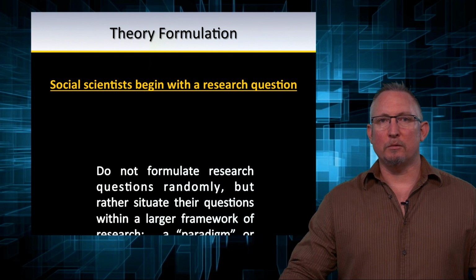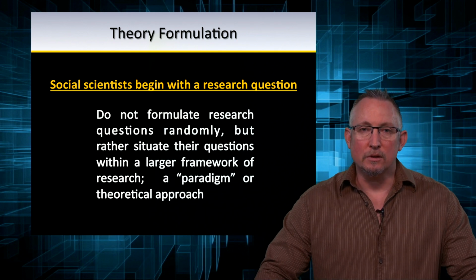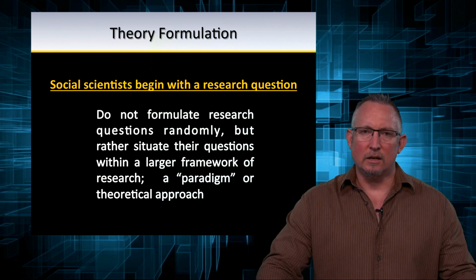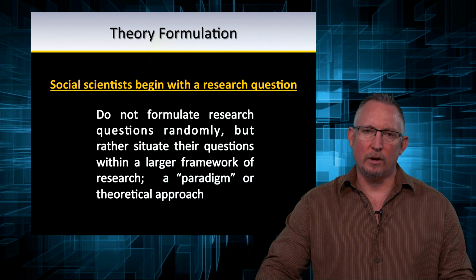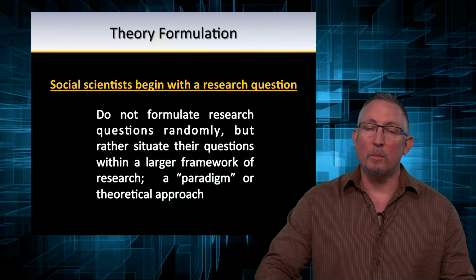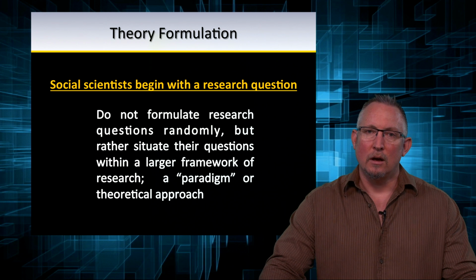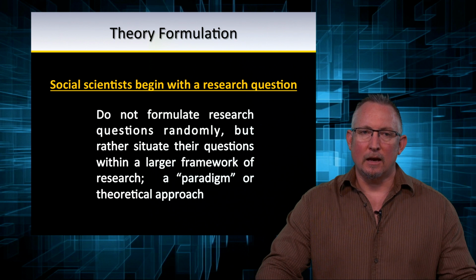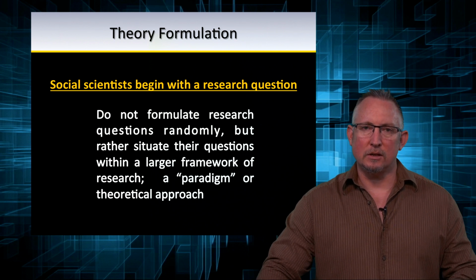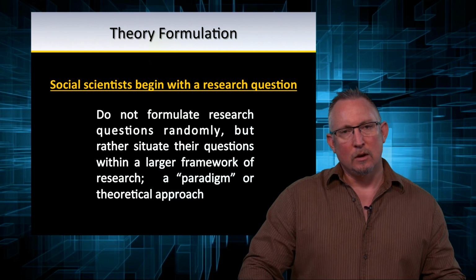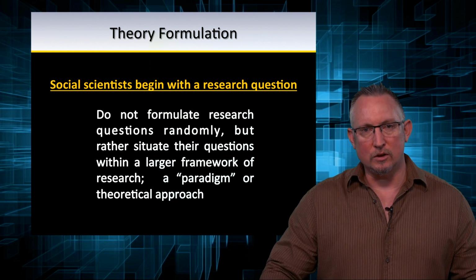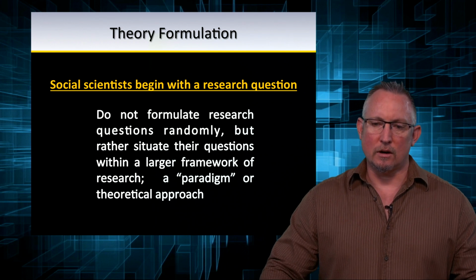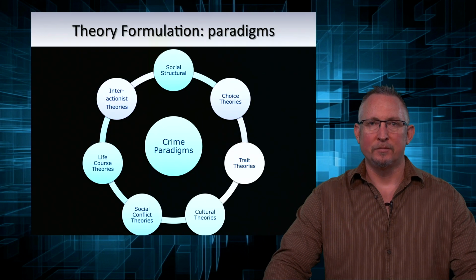So social scientists begin with a research question. Right, we don't formulate research questions randomly, and one of the things that I want you to be able to link or to understand is that social scientists generally situate their research questions within one or more of the paradigms that we looked at in week 1 in terms of functionalism, social conflict theory, or interactionism. Right? Knowing these paradigms allows us to situate our research questions with an understanding of appropriate research methodologies, unit of analysis, and other considerations that go into constructing a proper methodological approach.